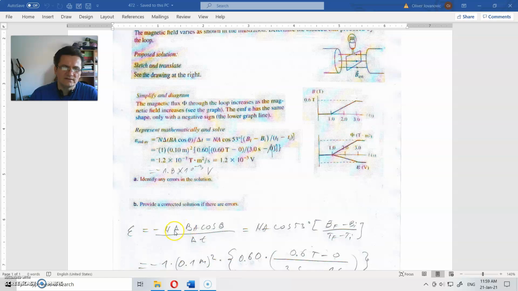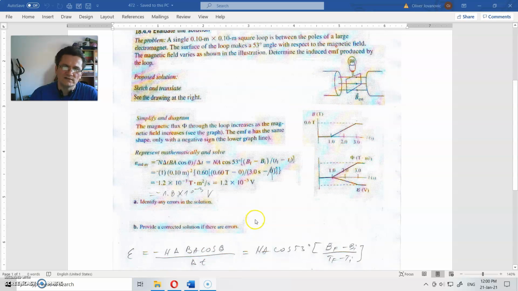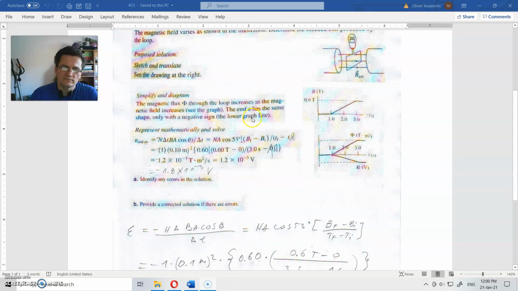B, and this delta B A cosine of theta. So this is the change of flux in change of time. This is the magnetic field, or magnetic induction. This is the surface area. A cosine of theta is the cosine of this angle here. And A cosine of 53.